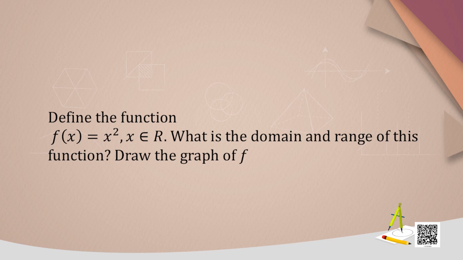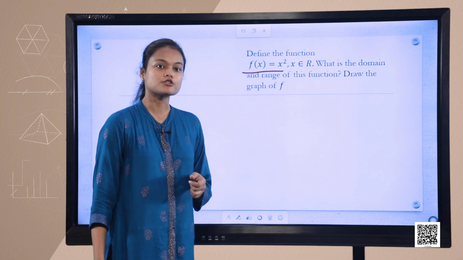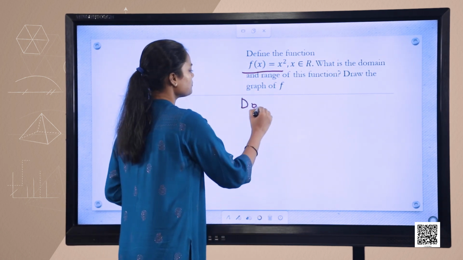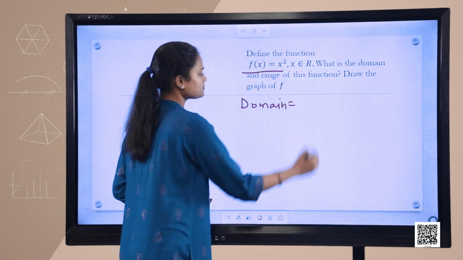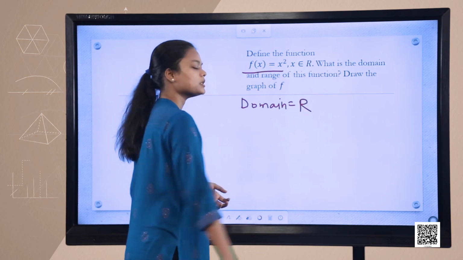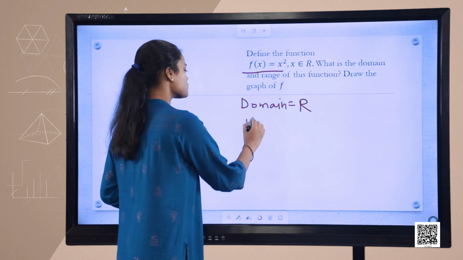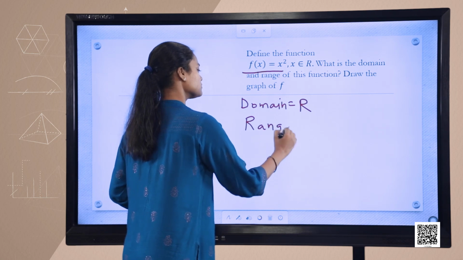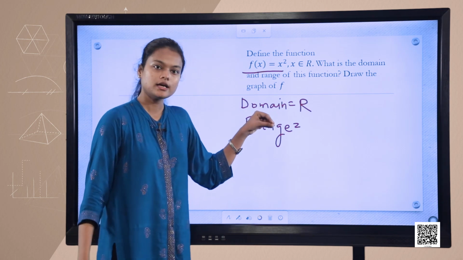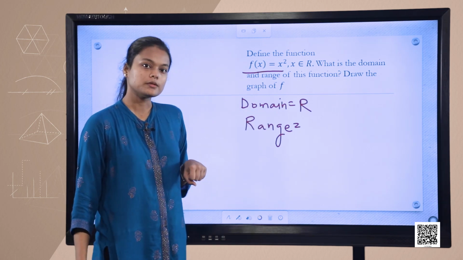Let us take one more example where we are finding the domain, range, and we observe the graph of it. f of x equals x square. Domain is clear. What is the domain? It is taking all real numbers, so the set of all real numbers will be its domain. Range. Again, it is a square function. Whatever value we are going to put in it, a positive value will be there.